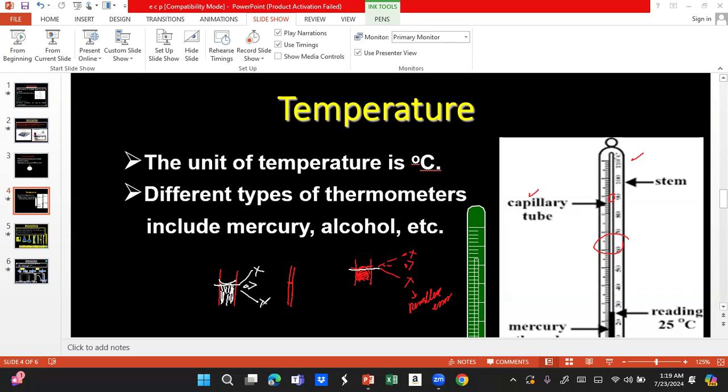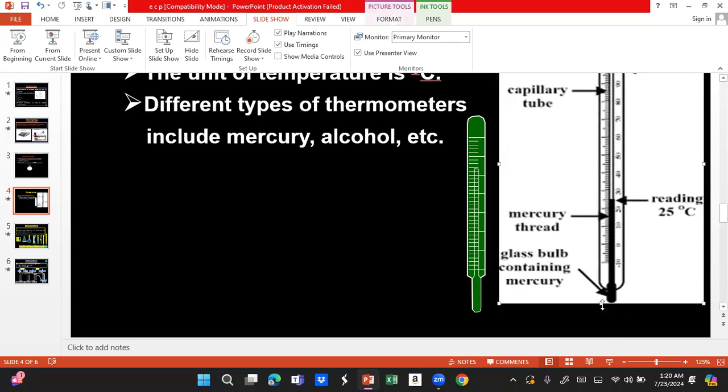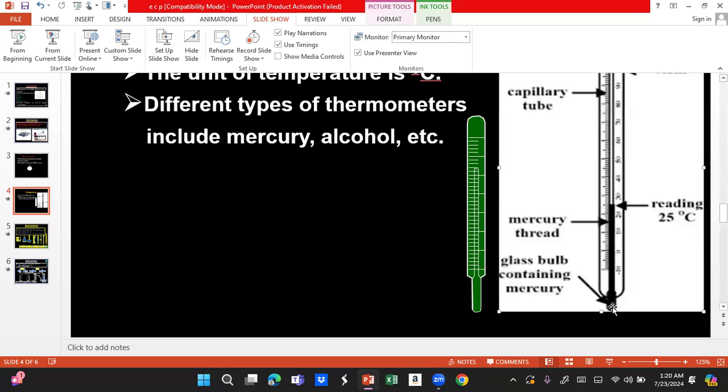So similarly, we have the bulb of the thermometer. That is a very important part of the thermometer. If you see this diagram, right? This is mercury, which is moving up as it absorbs heat energy. This is a bulb. You see, this is a bulb.